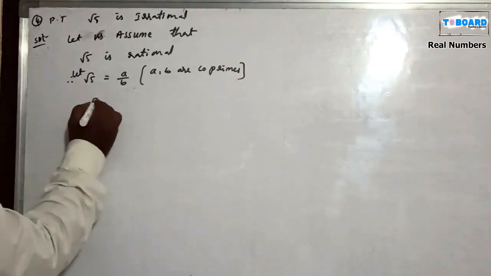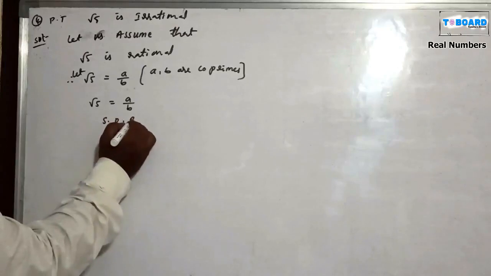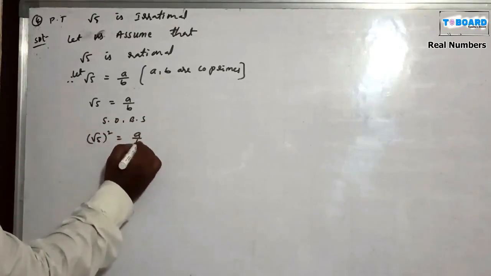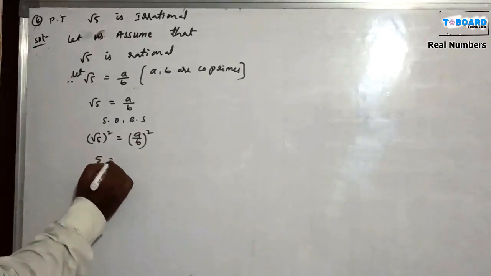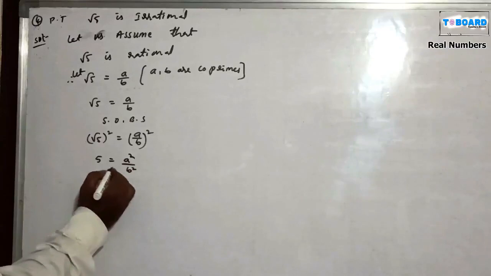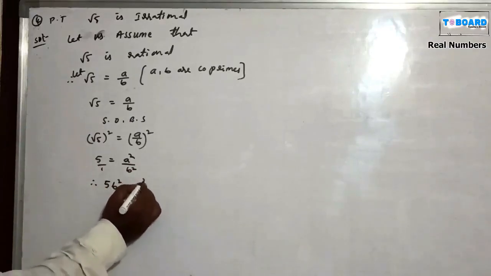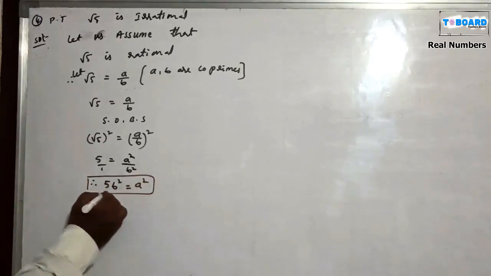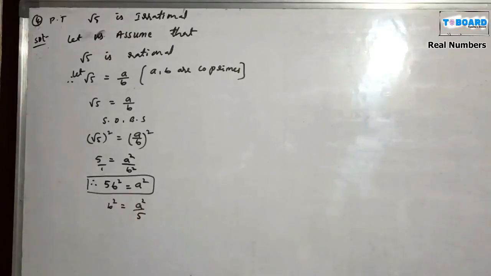Now root 5 equals a by b, squaring on both sides. Root 5 whole square equals a by b whole square. 5 equals a square by b square. Now cross multiplication: 5 b square equals a square. Now this is standard form.